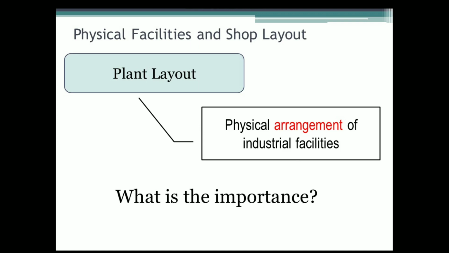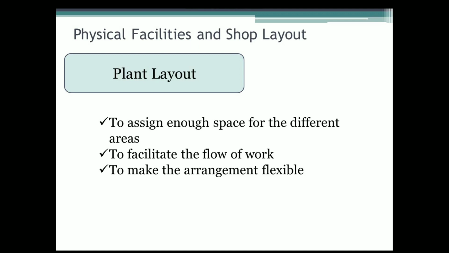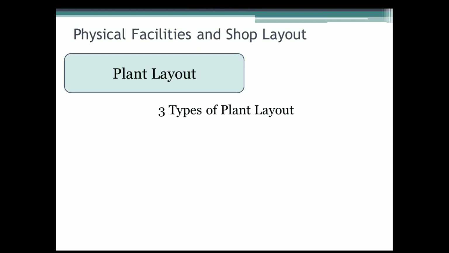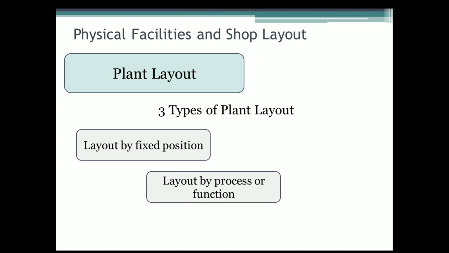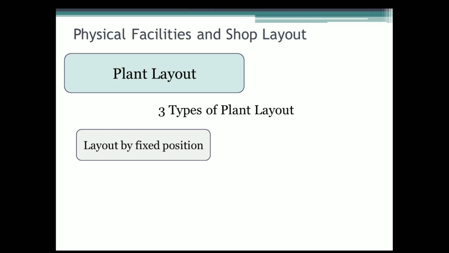So basically, the objectives in plant layout work are to assign enough space for different areas, to facilitate the flow of work, to make the arrangement flexible, to create a good working environment, and to maximize the use of available spaces effectively. We have three types of plant layout. The first one is the layout by fixed position. The second one is the layout by process or function. And the last, we have the layout by line production. So let us talk about each.